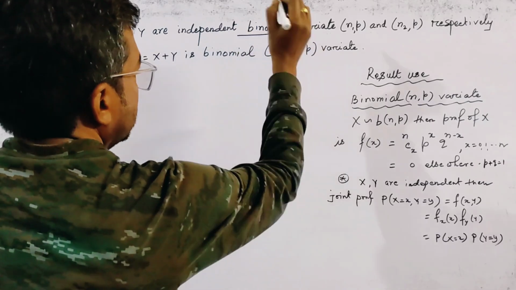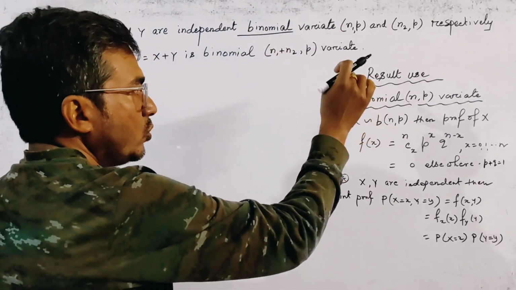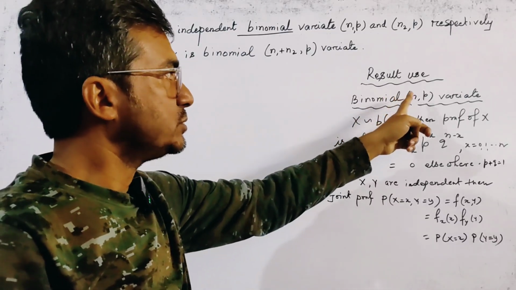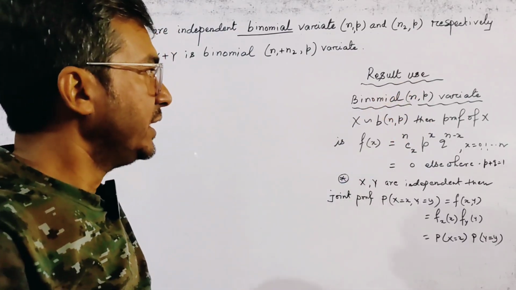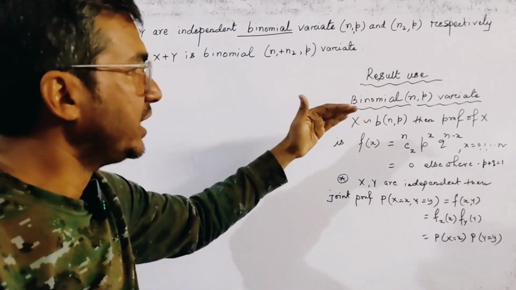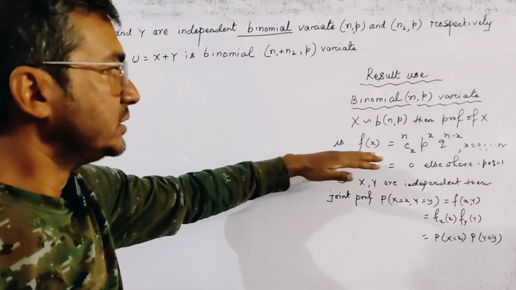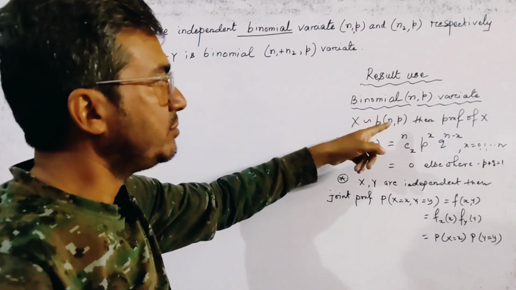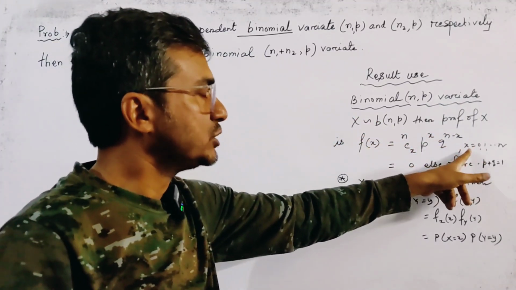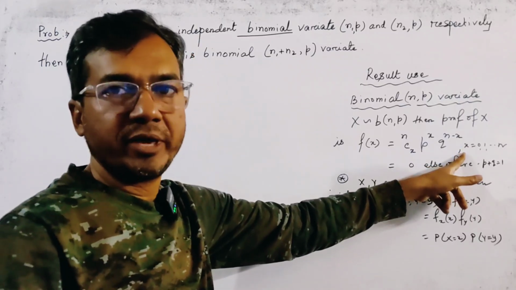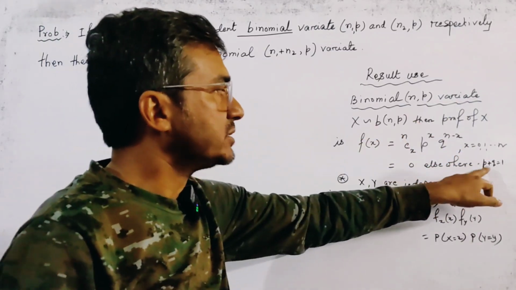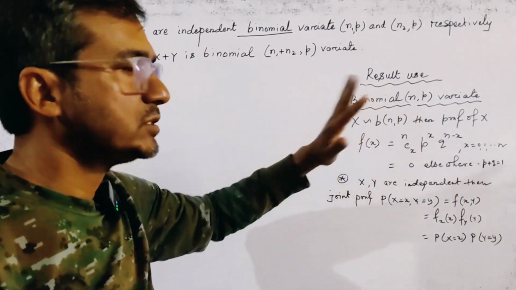Okay, and we use here the binomial distribution. So we write what the binomial distribution is. If x is binomial (n, p), then the PMF, we know that x is a discrete variable, and the PMF f(x) is given by nCx p to the power x q to the power n minus x, where the range of x is from 0, 1 to n, and p plus q is equal to 1, and otherwise it is 0.